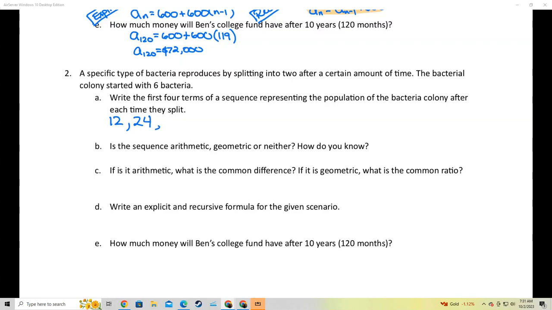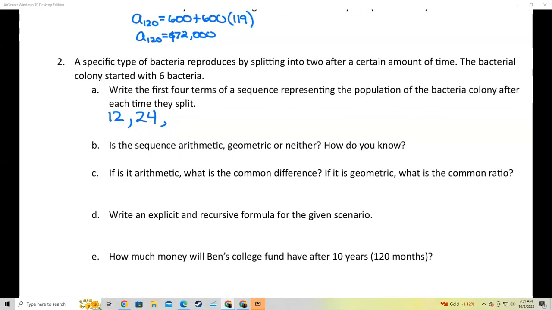And then after another hour, or the amount of time, we'll call it each hour, right? After another hour, they're going to split. It's going to turn into 48. Then it's going to double up again. It's going to turn into 96. And we are done with our first 4 terms.